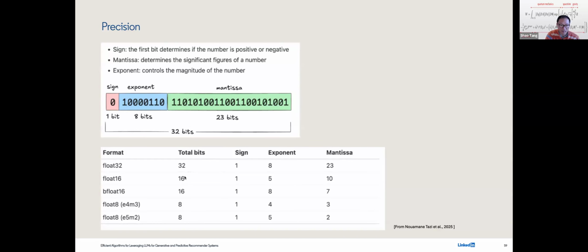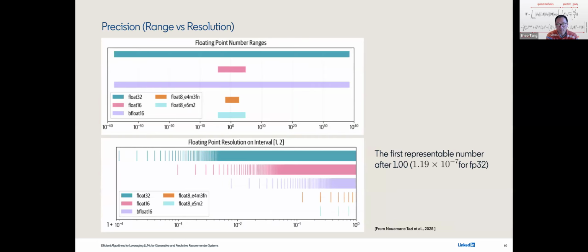And in this table, we can see that when you lower the total bits, you get a lower range, like the exponent, as well as lower mantissa, like the precision, right? And here is a great illustration. In the top panel, we can see the range. Compared to float 32, the B float 16 has the exact same dynamic range, while others have much less range.